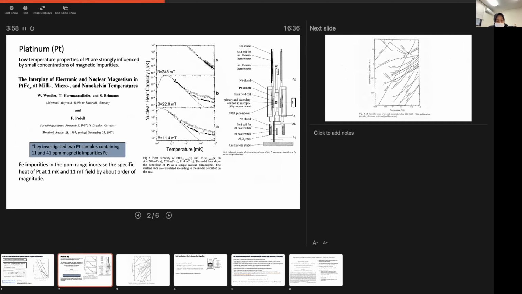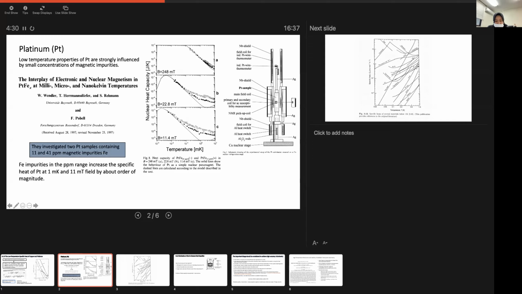And next is platinum. The low temperature properties of platinum are influenced by small concentrations of magnetic impurities. For example, this book refers to this paper. They investigated two platinum samples containing 11 and 41 ppm magnetic impurities of iron.